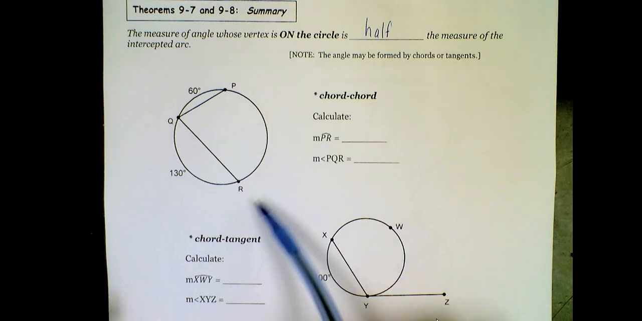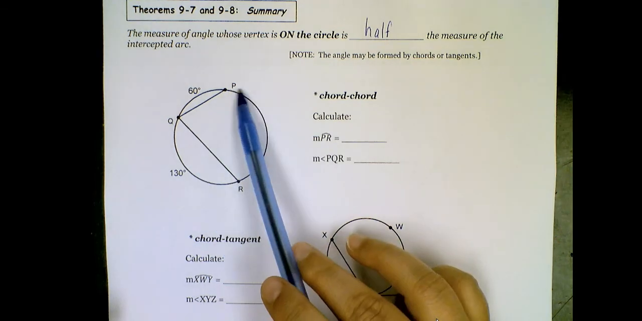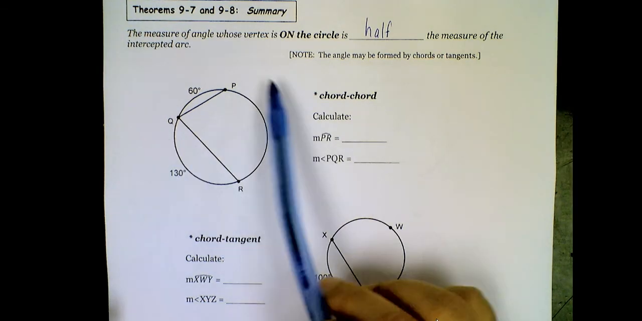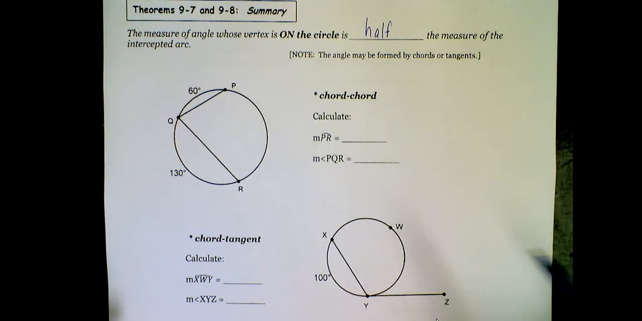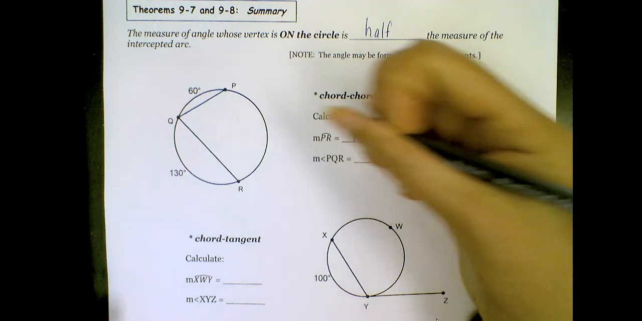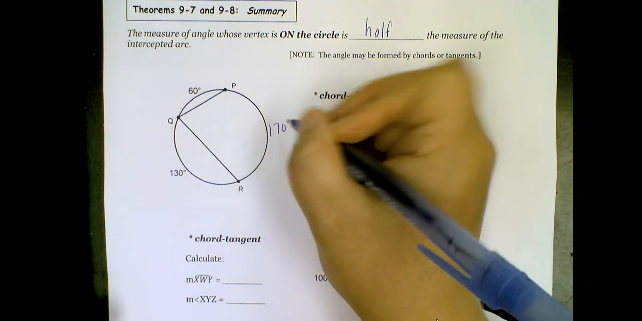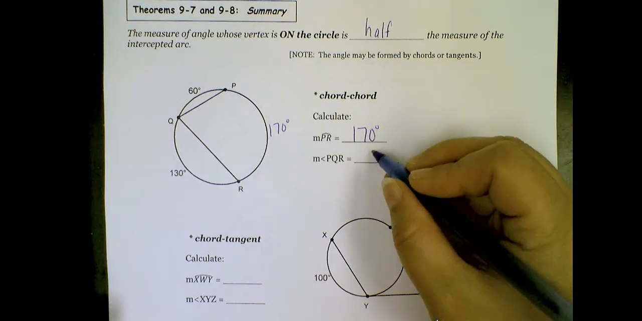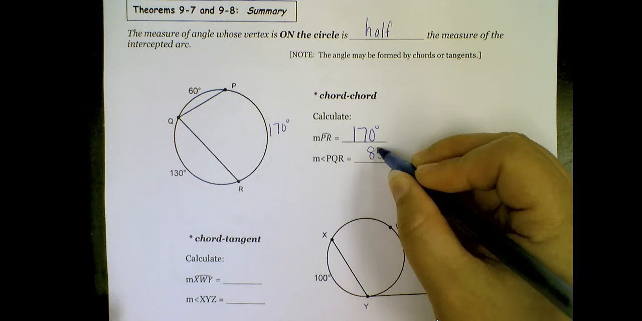For our first example here, this is an inscribed angle. Angle PQR is going to be half of arc PR. So the first thing we need to do is find what arc PR is. We know that the whole circle is 360 degrees. So if we add 60 and 130 and subtract from 360, we get 170 degrees for arc PR. And angle PQR, since it's inscribed, is half of that. And half of 170 is 85 degrees.